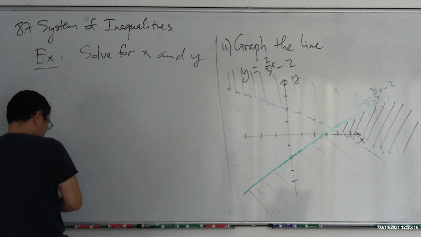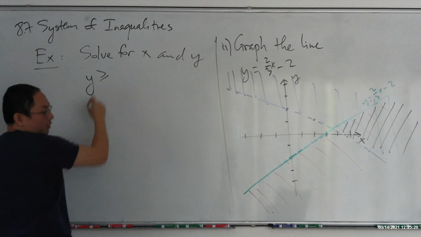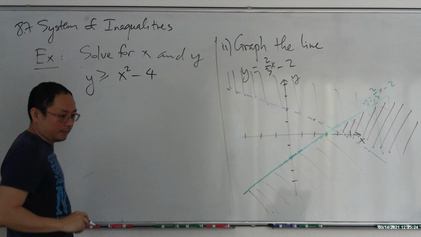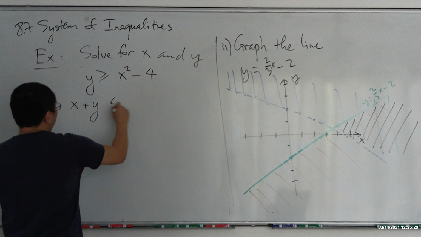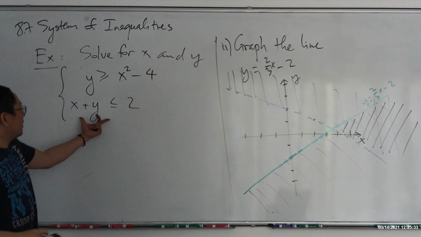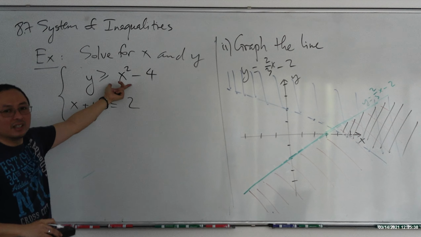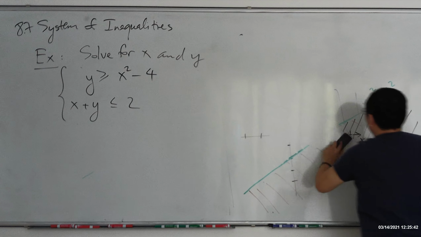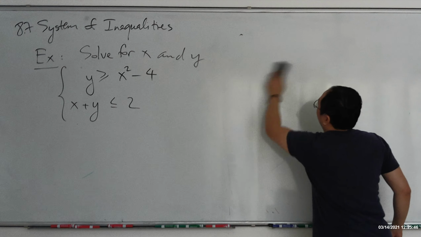y is greater than or equal to x squared minus 4. And the second one is x plus y is less than or equal to 2. You see the second inequality is linear, but the first one is not linear. The idea is the same. You may have some other type of graph rather than just a straight line. And guess what? The first one will give you a parabola.